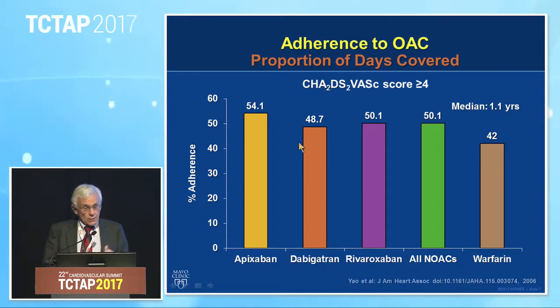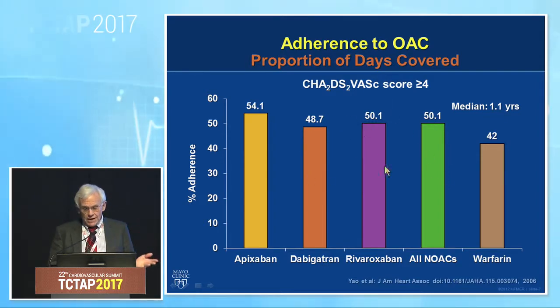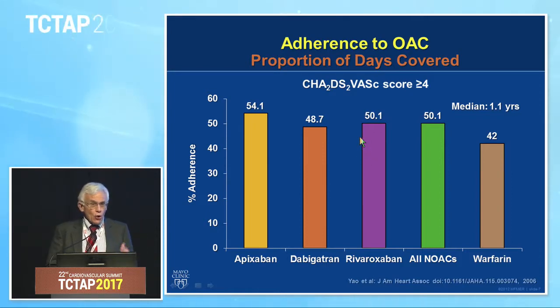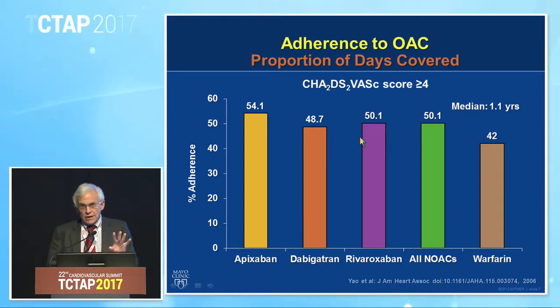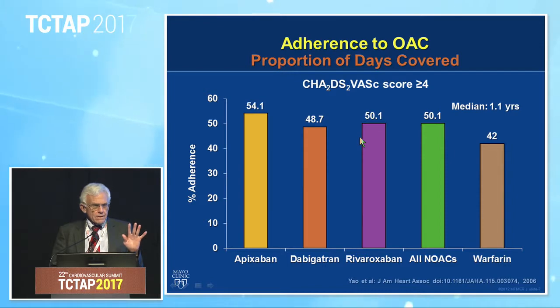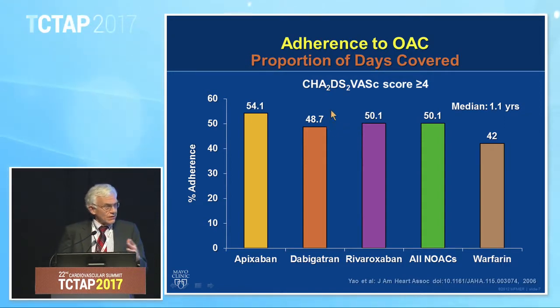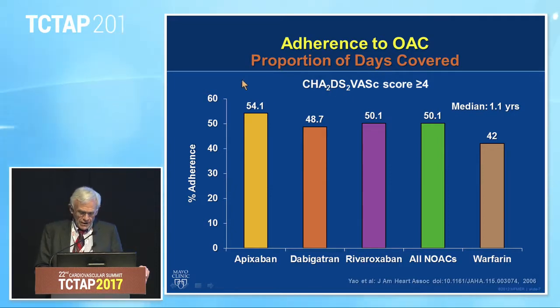If you had given them a prescription for dabigatran, it was about 50%. If you had given them a prescription for rivaroxaban, it was about 50%. All NOACs are about 50%. So you need to realize in your practice, if you say to the patient, I've got the perfect drug for you, this is the prescription, only every other patient is going to fill that prescription, let alone take it. So it's a huge deal in terms of how we do stroke prevention in patients with non-valvular atrial fibrillation.